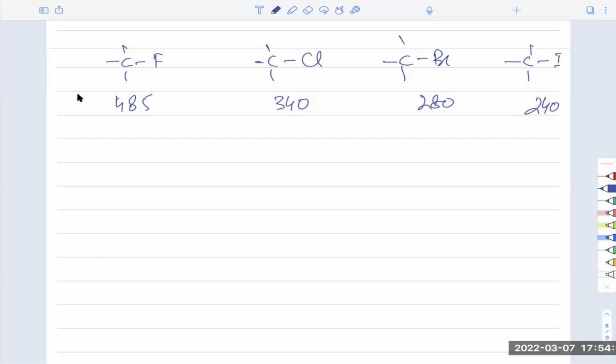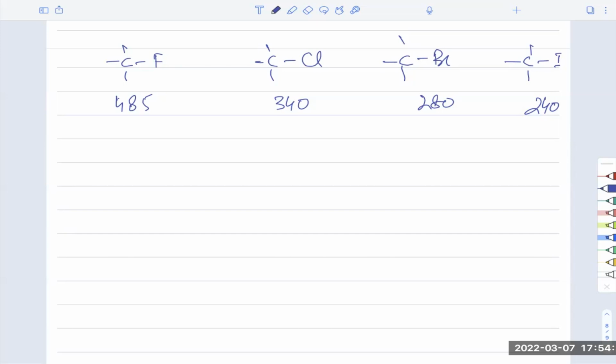Now, of course, what this means is that when they're going to react, iodoalkanes are going to react the fastest, and fluoroalkanes are going to react the slowest. Because fluorine will not let go of the carbon, so if it won't let go, where else will it go and react?